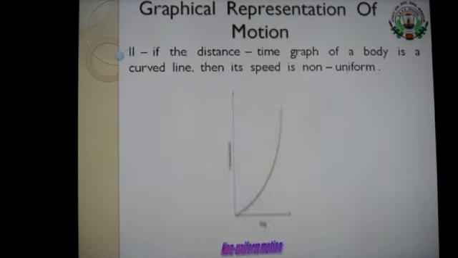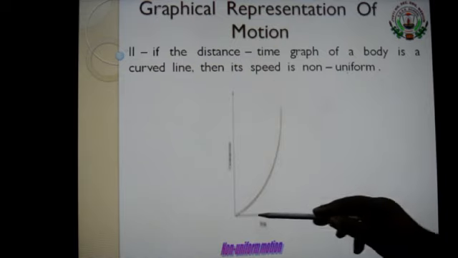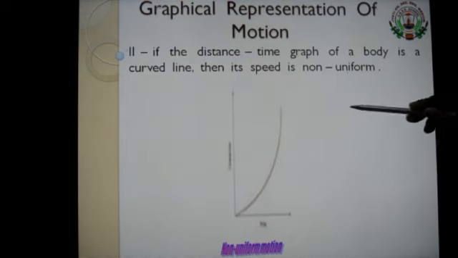If the speed of a body is non-uniform, then the graph between the distance travelled and time is a curved line. It is also called a parabola. So we can conclude, if the distance time graph of a body is a straight line, then its speed is uniform, and if the distance time graph of a body is a curved line, then its speed is non-uniform.